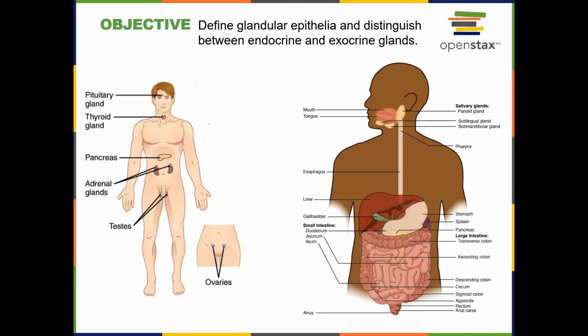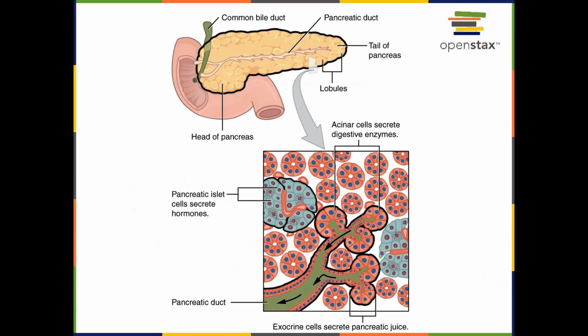The pancreas is an interesting organ because it is both an endocrine gland and an exocrine gland. The pancreas contains islets that are the endocrine tissue that produces the hormones insulin and glucagon that are important for regulating the blood glucose concentration. The acinar cells of the pancreas are the exocrine tissue.